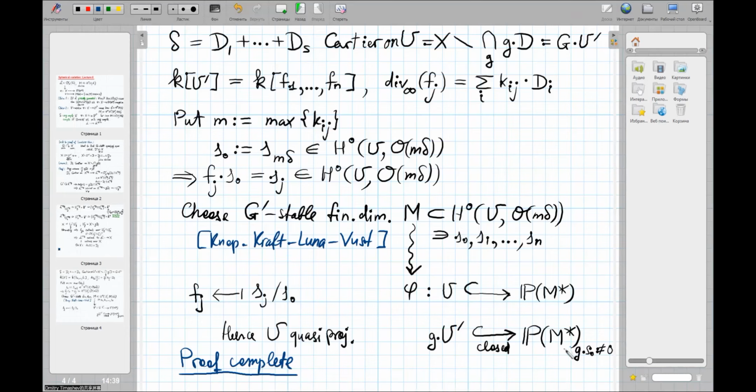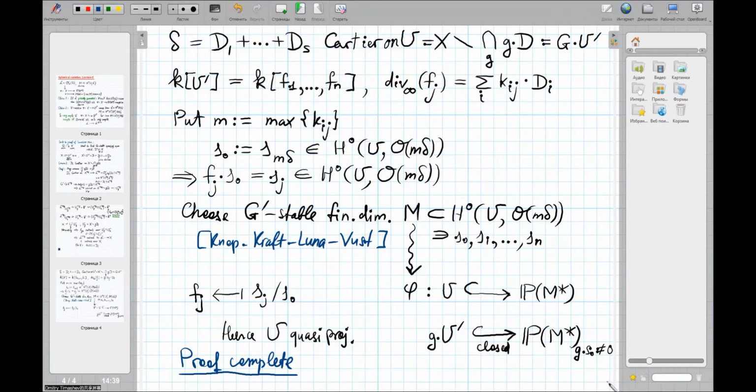Because locally on these charts it is just closed. Okay. So if you restrict this embedding to an affine chart given by non-vanishing of this linear function on M star, then you get just this embedding, and this embedding is closed, because as I explained, these two guys are affine varieties, and the inverse map of coordinate algebras is surjective.